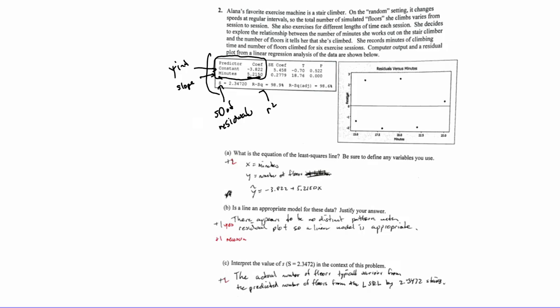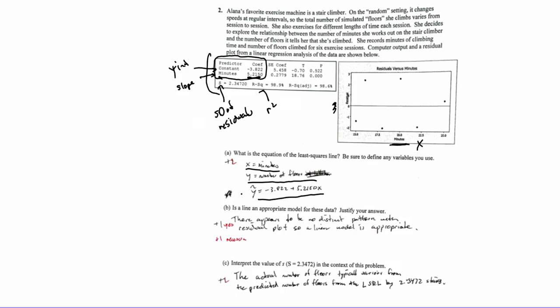So when it says write the equation of the least squares regression line and define our variables, you need to say, okay, x is minutes. How do you know that? Because that's our explanatory variable. It's on the x-axis. And then y is the number of floors. And then we have our equation that we're going to write out.